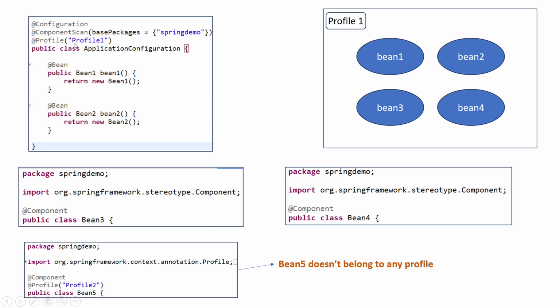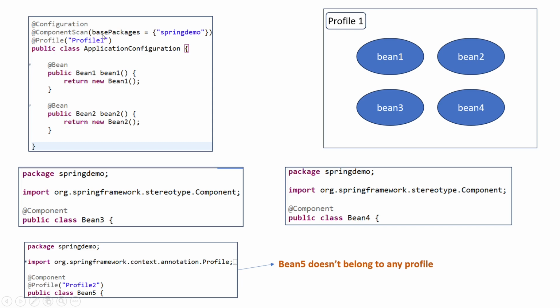What will happen is, when you use profile 1 here, bean 1 and bean 2, these two beans will become part of profile 1. And also bean 3 and bean 4 we have. Here we have bean 3 with @Component. Here I'm not annotating this class with profile 1, right? So it will become part of profile 1, because I am using this profile along with the component scan. Now bean 4, I am not using the profile annotation here either. Since I am using component scan along with the @Profile annotation, this bean 4 also will belong to profile 1.